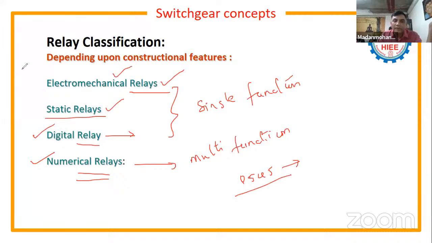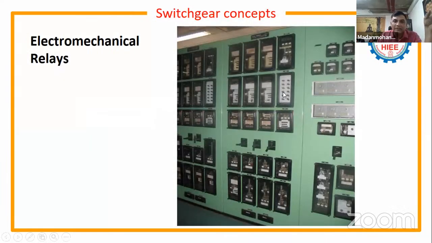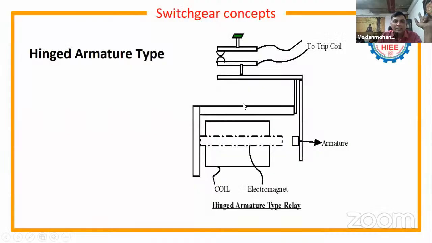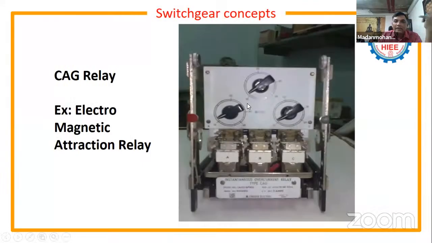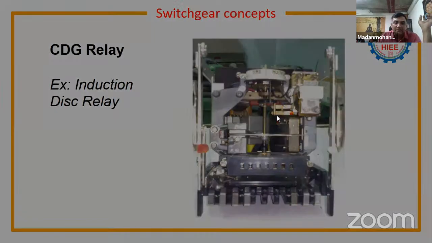So actually, within the given timelines, covering this huge concept is really a tough task. So these are the electromechanical relays, because one relay, one function. Because of that reason, you can see many relays in the relay panel. But nowadays, if you go through any substation switchgear panel, you will see only one main relay which has all the functions. These are all electromechanical relays, and induction disc relays like this.